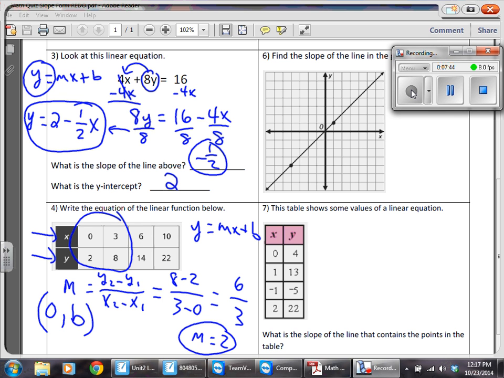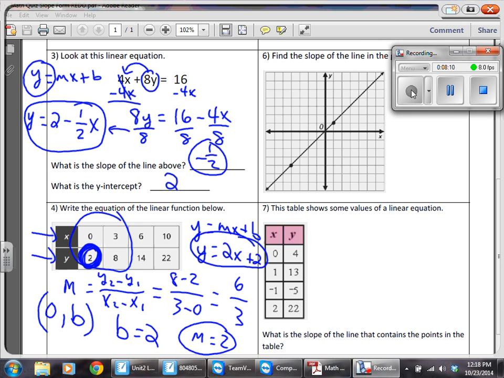So if I look on this chart, where do I see my x equals 0? It's my first number. So my y-intercept is b equals 2, right over here, because the x is 0. So that means this line crosses the y-axis at 2. Now I just need to write this in the form of an equation. y equals 2x plus 2, and I'm done.